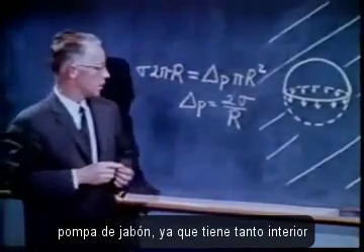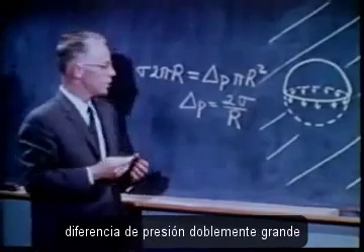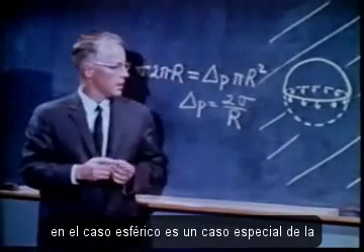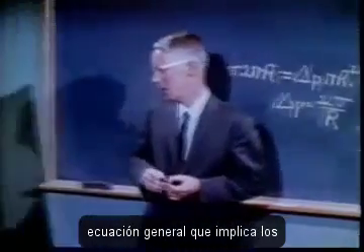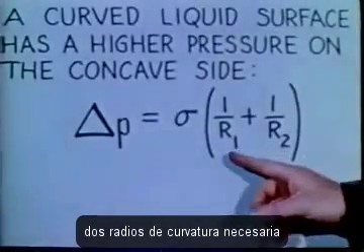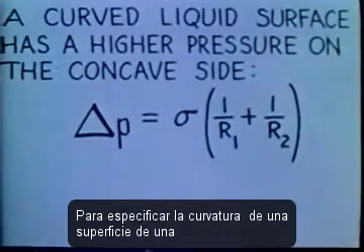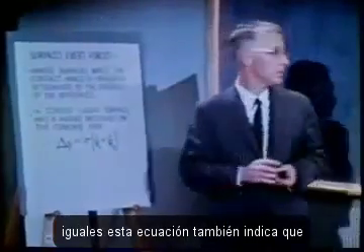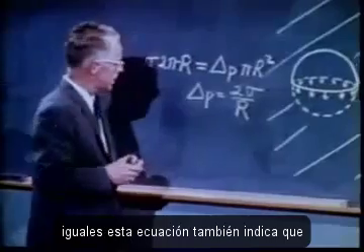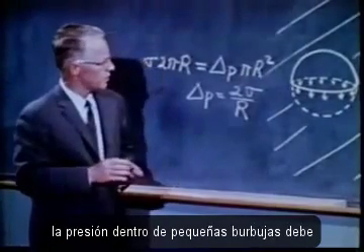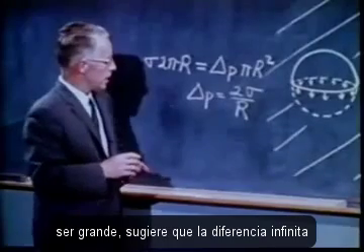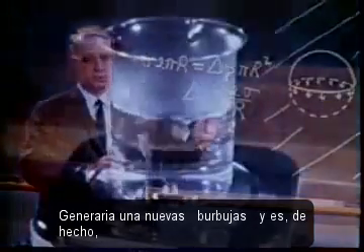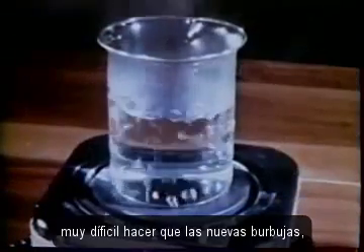A soap bubble, because it has both an inner and an outer surface, would have a pressure difference twice as large. The spherical case is a special case of the more general equation that involves the two radii of curvature necessary to specify curvature of a surface. A spherical bubble has these two radii equal. This equation also indicates that the pressure inside small bubbles must be large. It suggests that an infinite pressure difference would be required to generate new bubbles. And it is, in fact, very difficult to make new bubbles.